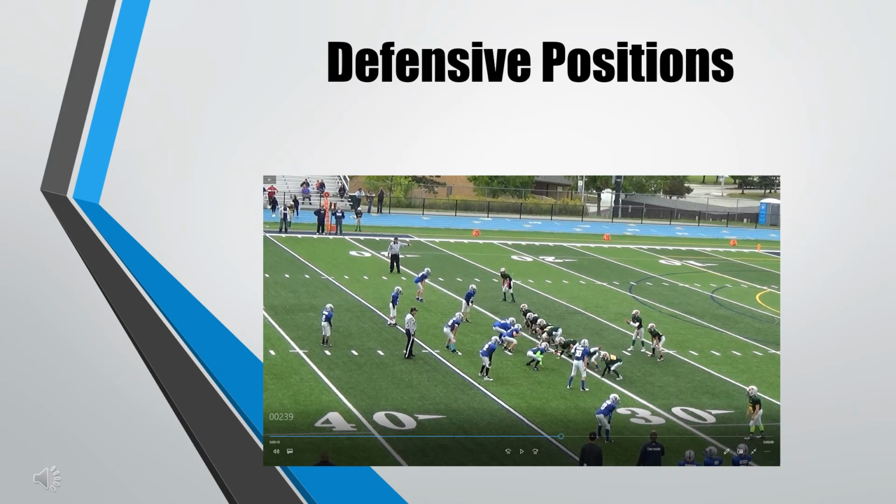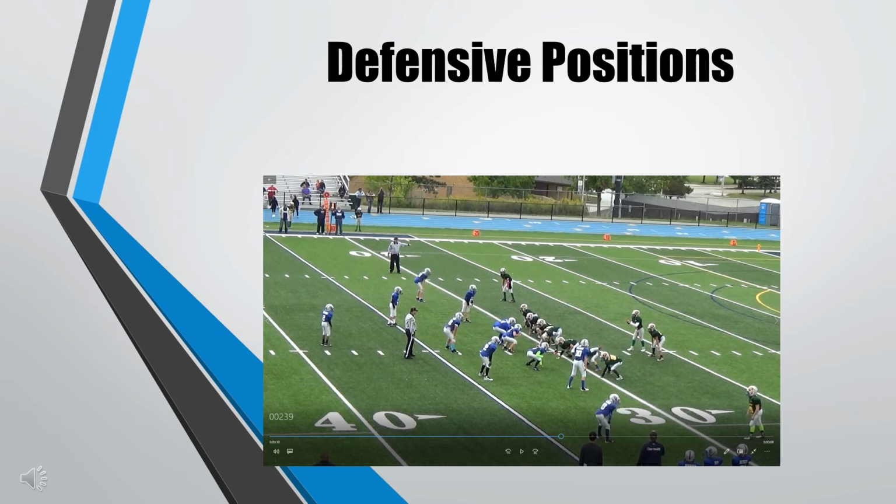The players in the defensive secondary that are to the far outside across from the wide receivers are called cornerbacks. Cornerbacks are responsible for defending the pass first and for stopping the run on sweeps and any outside runs.